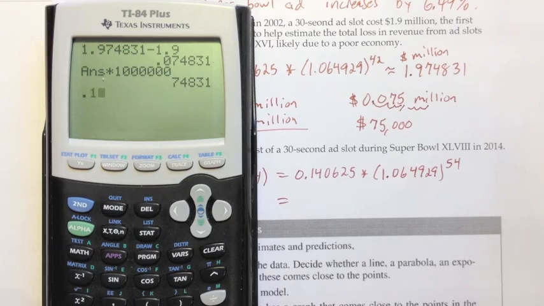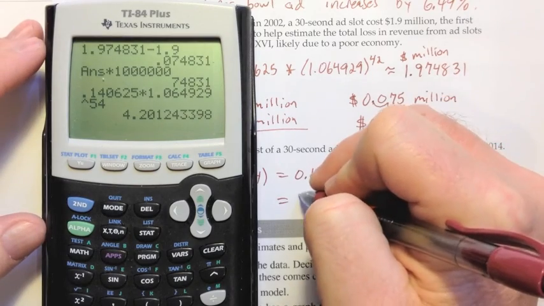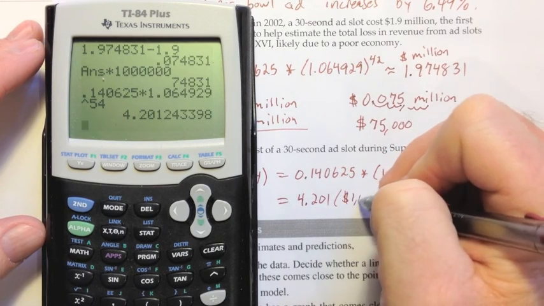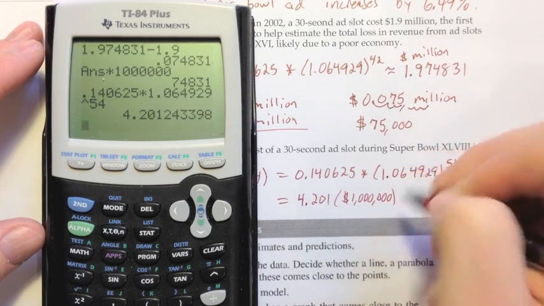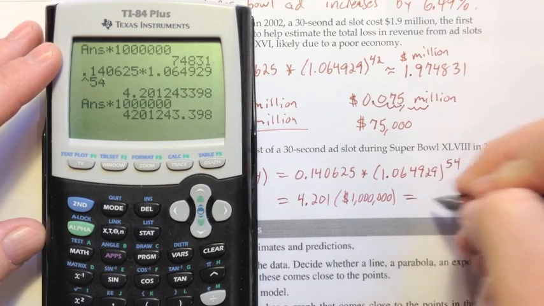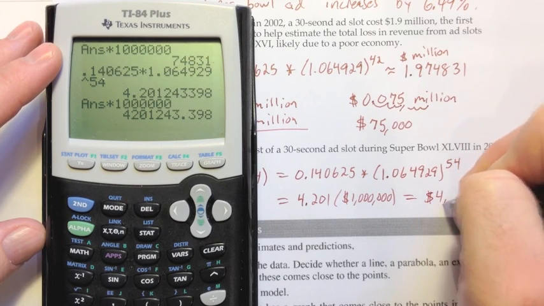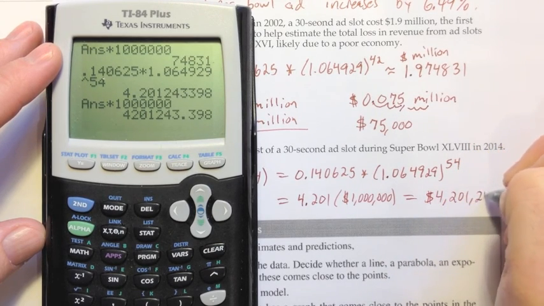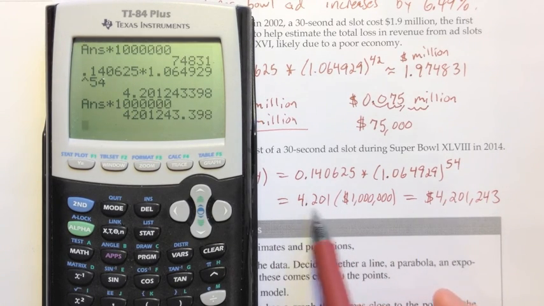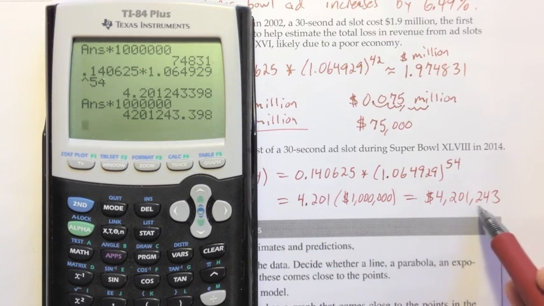So 0.140625 times 1.064929 raised to the 54th power, and we get 4.201, and that would be millions of dollars. So if I multiply by 1,000,000, I get $4,201,243. So it kind of went back and forth on my decimals here. If you just left it like this, you could say that it's about 4,201,000.